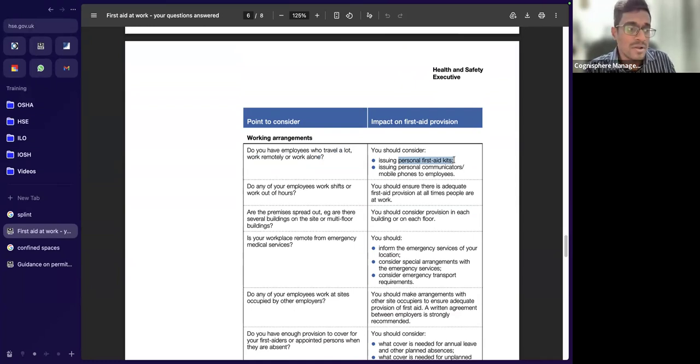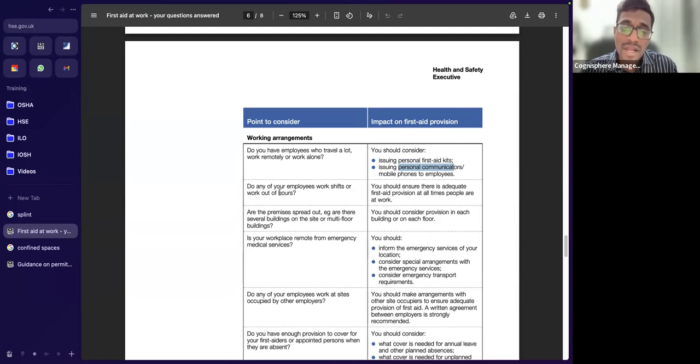Okay, so a driver may not work in one specific location. So in the bus, you should have a first aid kit, and then issue them a personal communicator like a mobile phone, to call in case of any emergency, like to call the ambulance, or to call their line managers, or to call their operational control center during emergencies.